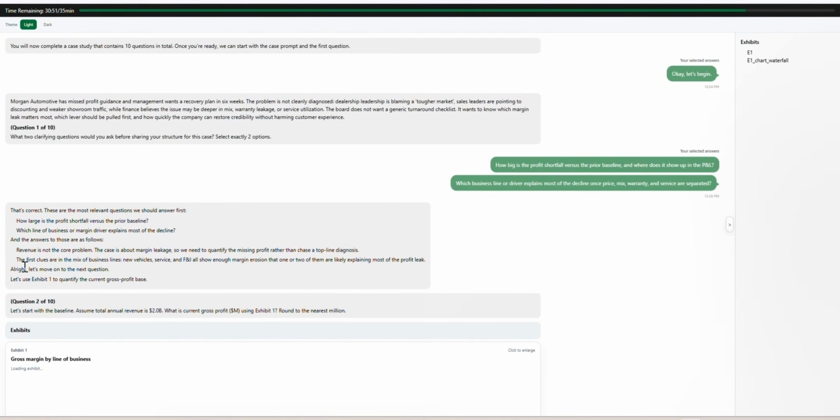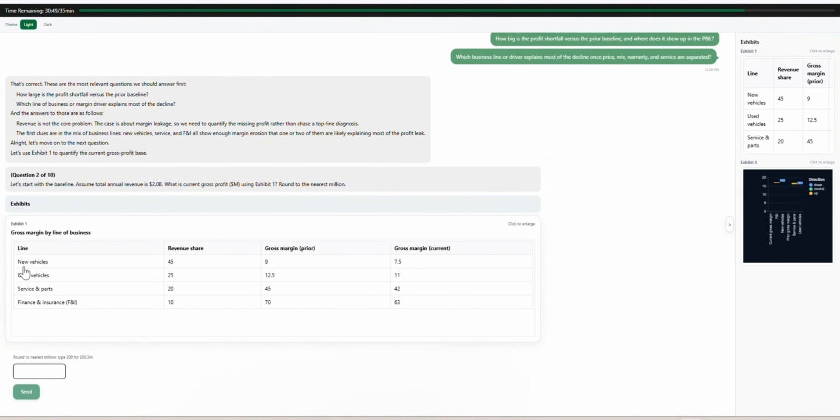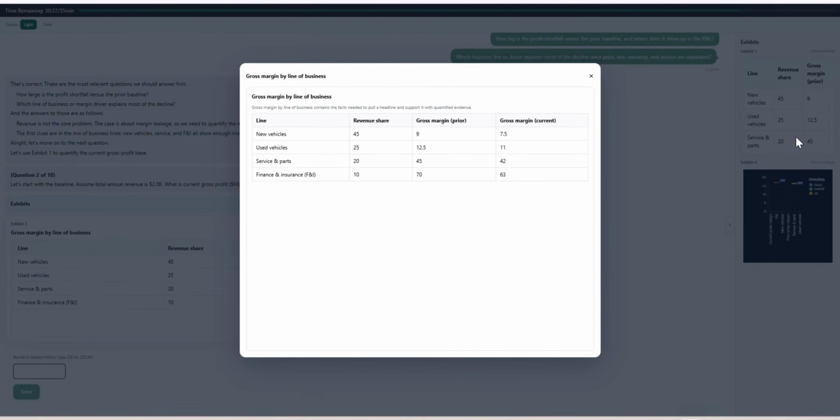Great. We've gotten feedback that that's correct. Moving to question 2. Here, we unlock Exhibit 1, which is a gross margin by line of business table. You can just click on it on the right side of the panel, and this is what you get. It gives us revenue share, prior gross margin, and current gross margin for new vehicles, used vehicles, services and parts, and finance and insurance.